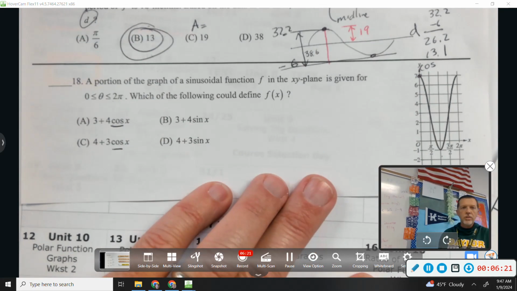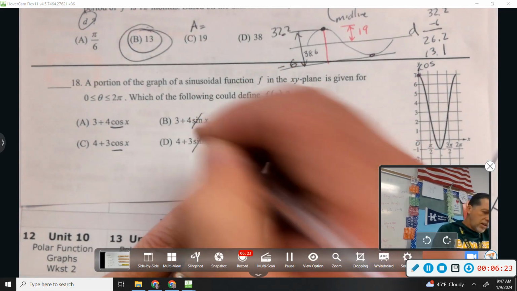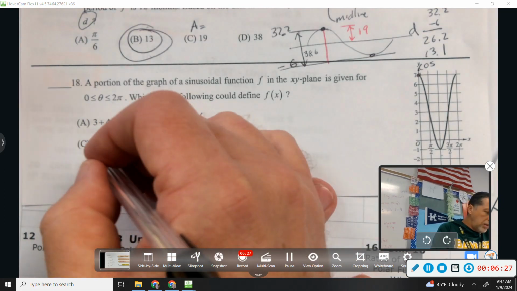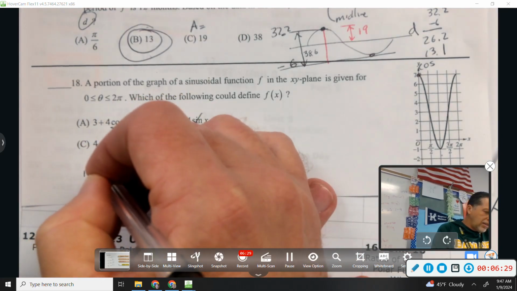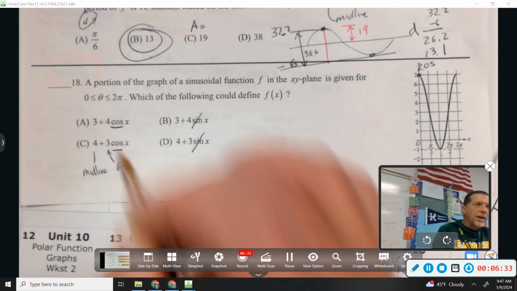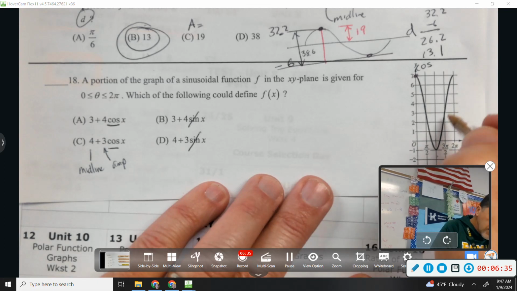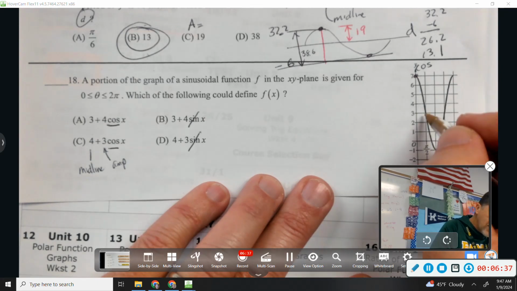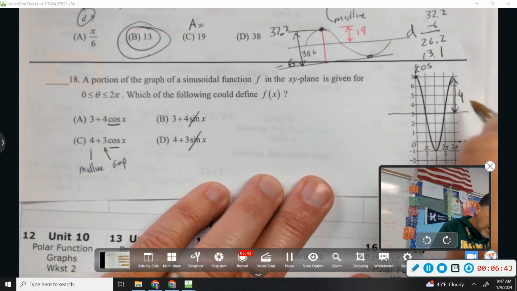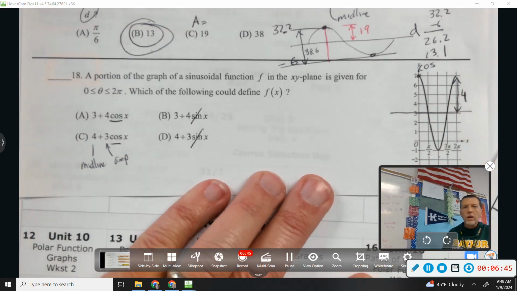I know it's a cosine graph. And then I need to figure out the midline, D. It's kind of in the wrong spot. Amplitude is the multiplier. So let's see. In between -1 and 7 would be 3. That would be my midline, and my amplitude would be 4.